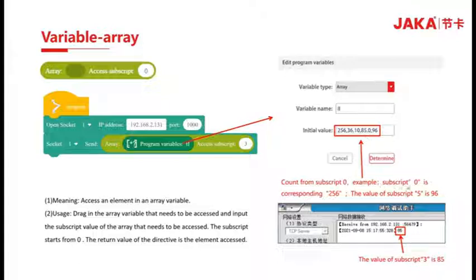For information, the subscript 0 here corresponds to 256, and the last subscript number 5 corresponds to the 96. Remember that we always start the subscript with 0 and finish with 5.